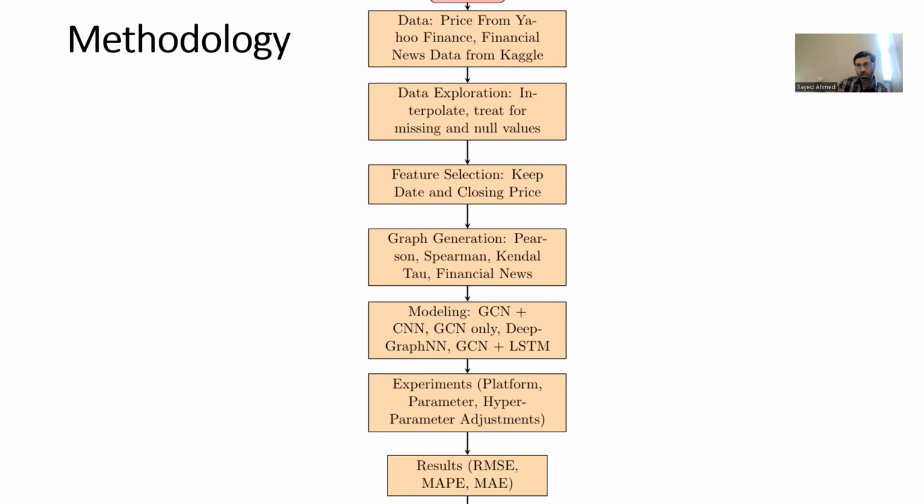But in general, closing price is used, right? Okay. So after I selected the data, then definitely the graph generation, the stocks, their correlations, and then create some data. So I can see the Pearson, Spearman, Kendall correlations, and then creating those graphs, right? And then also the financial news data, I created those graphs.